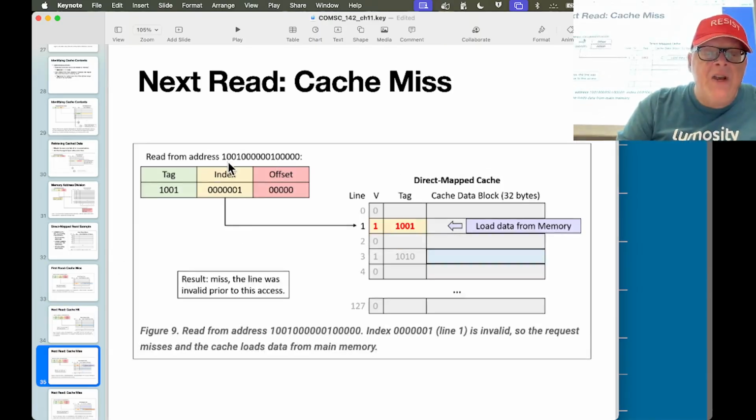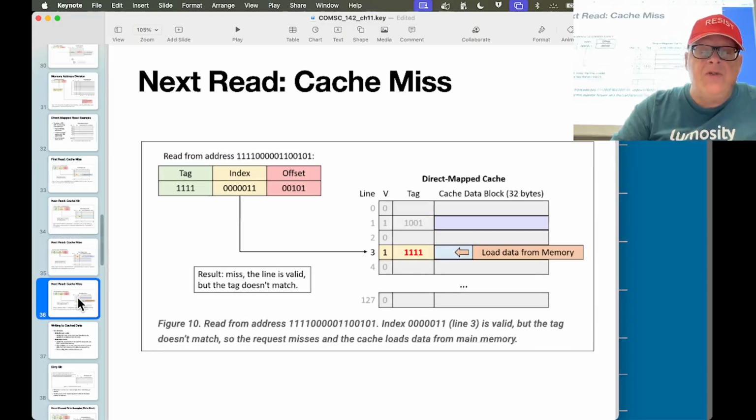Here's a cache miss. I'm looking for this address. The index is 1. The offset is 0. This could contain the data. The problem is I want 1001, and it was invalid prior to this access. This was originally a 0, so it tells me, no, I don't have that data, so it's going to have to go to memory and load that memory into this block, caching it for use.